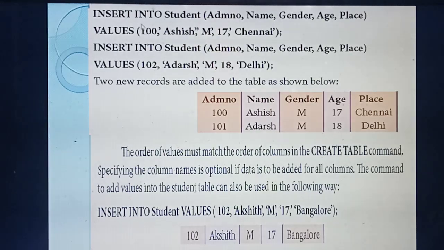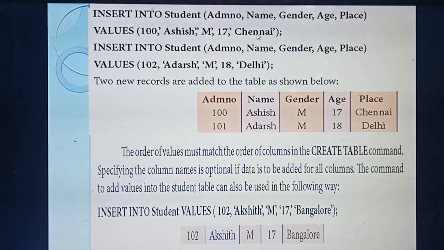Values, then inside the bracket you enter the values for each. That's very important. Here you are given how many fields? 1, 2, 3, 4 and 5. So you should enter 5 values, one for each field, and each value is separated with commas. The first value: admission number is 100. Name is Ashish. Gender is male. Age is 17. Place is Chennai.